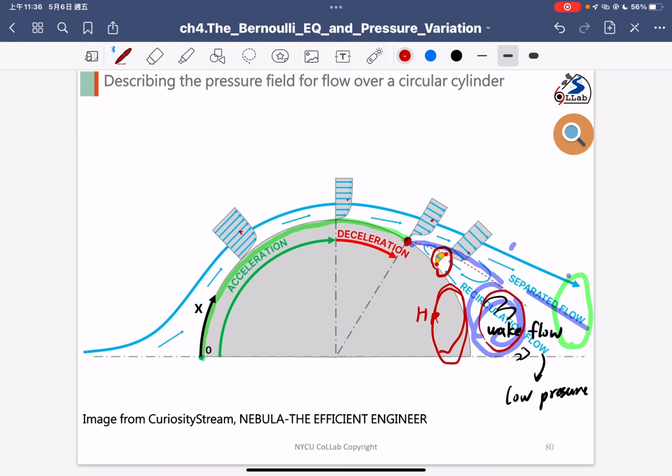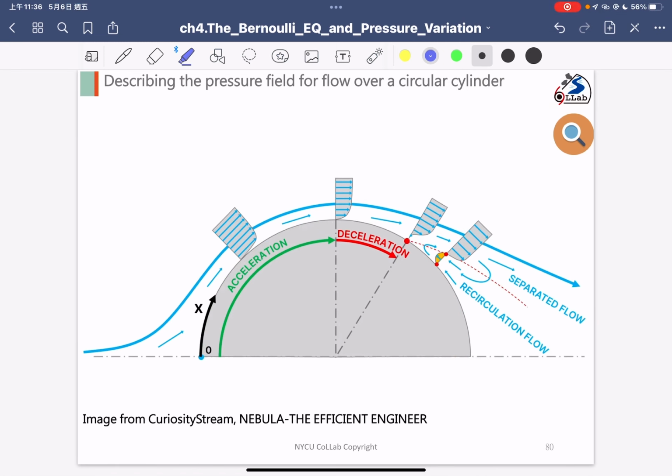So you have additional force along these directions. So this is also another drag force for the particle. What I would like to mention is that usually this is a separation point, and after this point there is some wake flow, 尾流. The wake flow will cause a lower pressure condition, and the lower pressure will cause a large drag force, and we don't want to have the drag force.